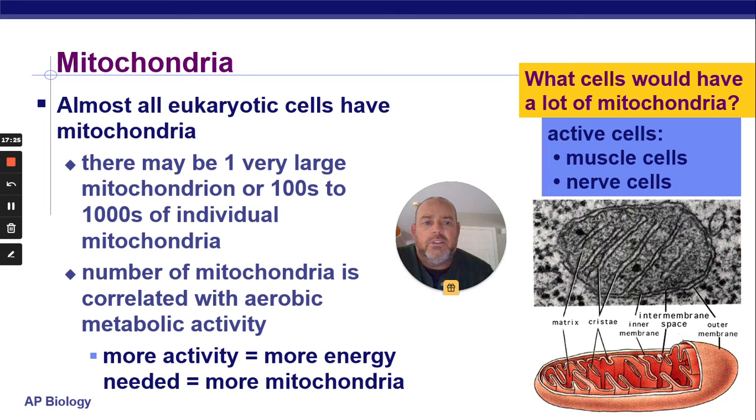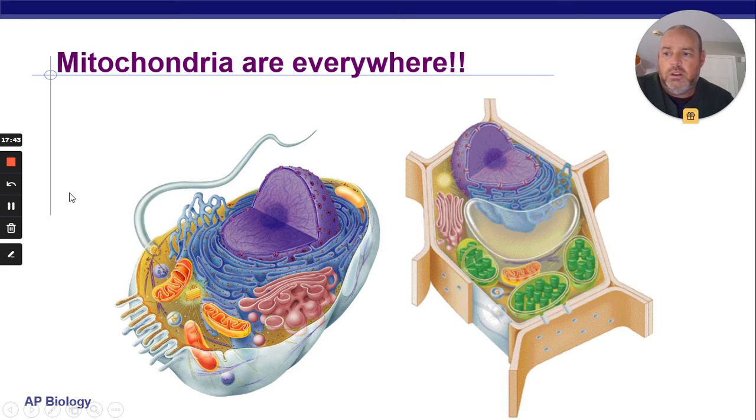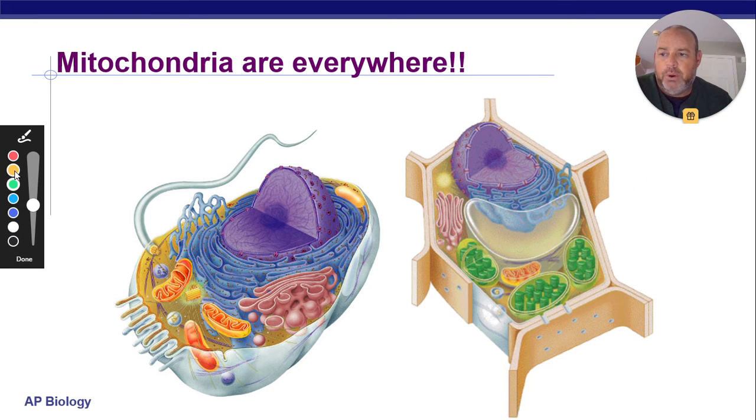Okay. So you probably could think of this on your own, but the most active cells, right? Muscle cells are going to be really active. Nerve cells are going to be really active. So they're going to have lots of mitochondria. Mitochondria are everywhere. This is just that reminder that you see them in both. Here's the animal cell over here, and here's our big mitochondria. There's a few right there, but they're also over here. They have mitochondria in the plant cell as well.